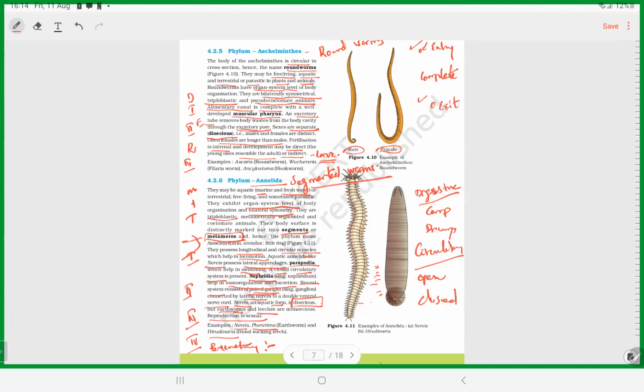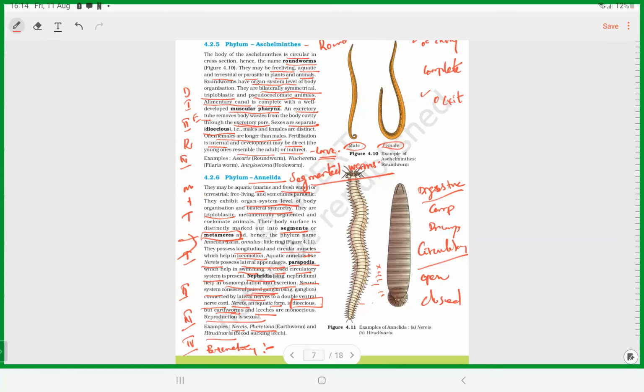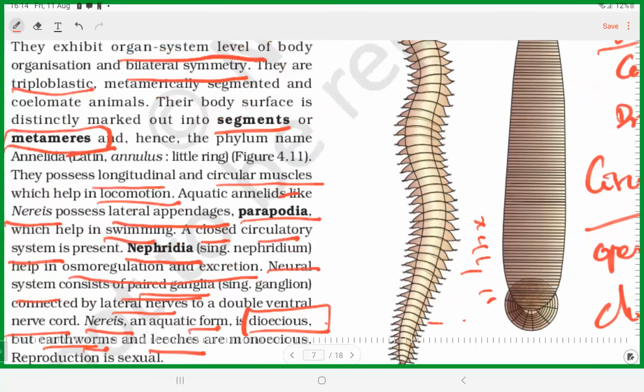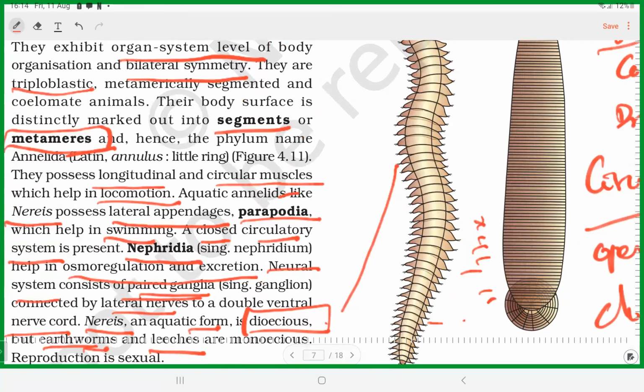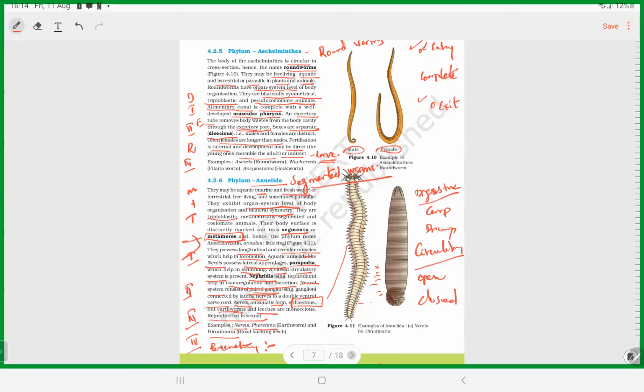But fine. So please have a comparative study of these three worms, then only you can understand. Flatworm, roundworm, and segmented worms. Examples of segmented worms: Nereis, one important thing, and then earthworms and leeches are the important examples of segmented worms. Okay, fine. Anyway, next.